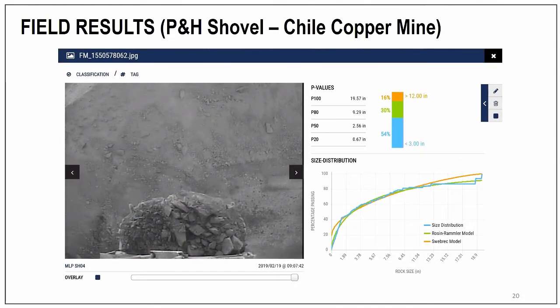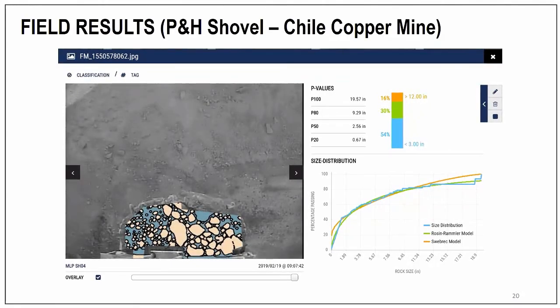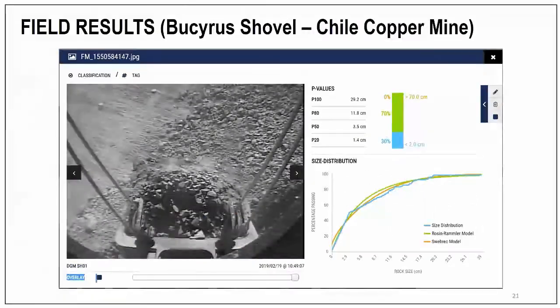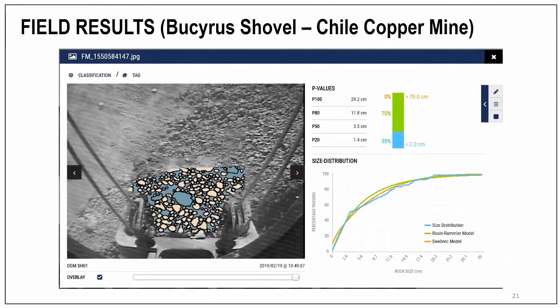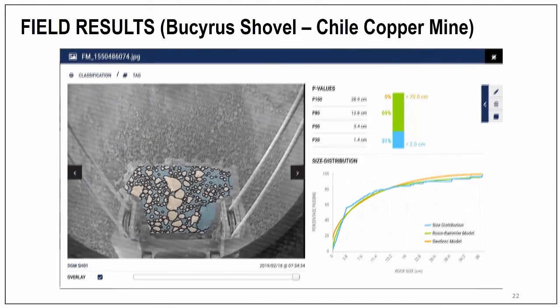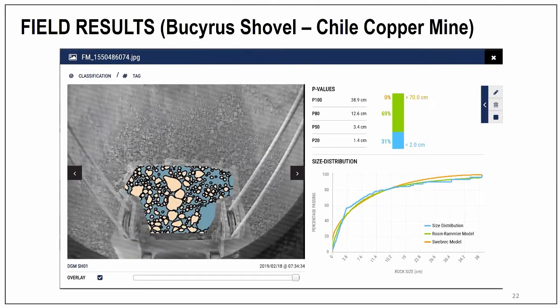This is another one, quite decent. Again, AI did a decent job. Remember, I used that delineation of the bucket to say, this is my scale. Another one, pretty decent. No big sizes. You see all the green within the range. Another one, this is a Bucyrus shovel, another Chilean copper mine. It's pretty good, exactly right in the material.